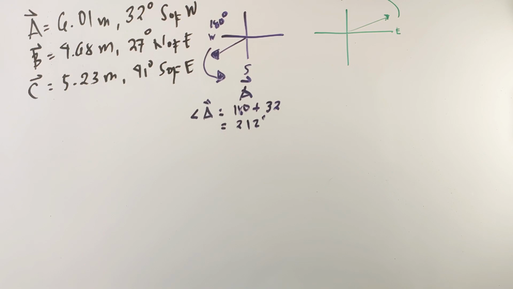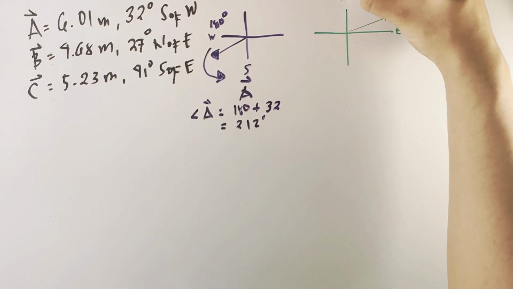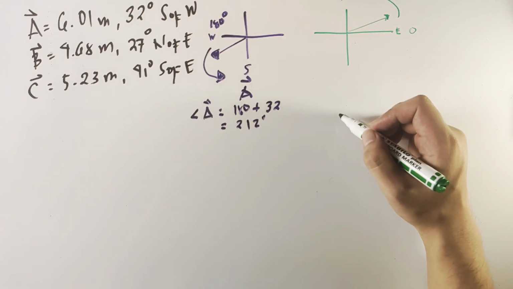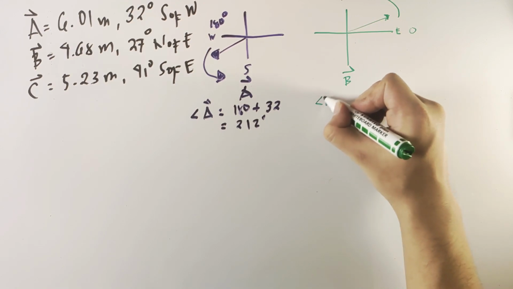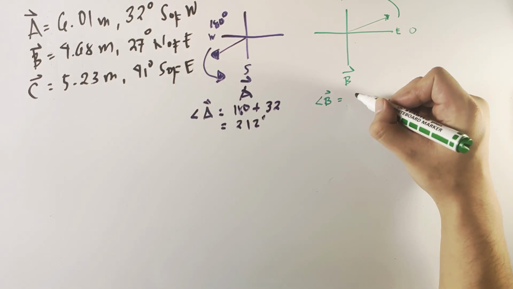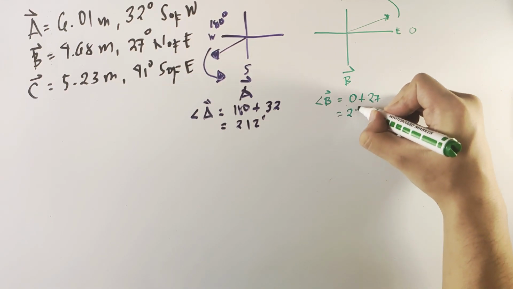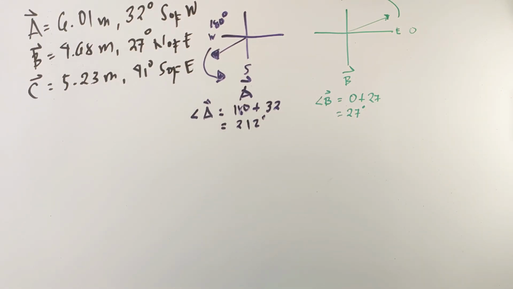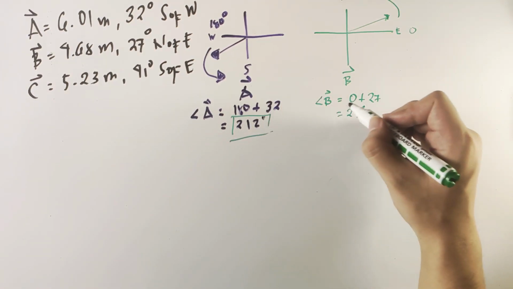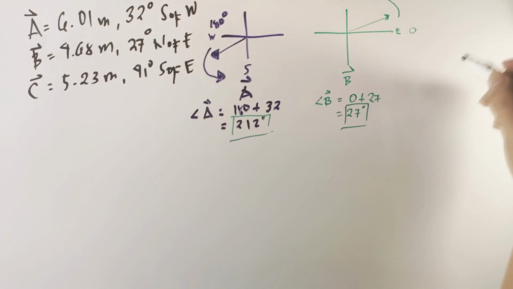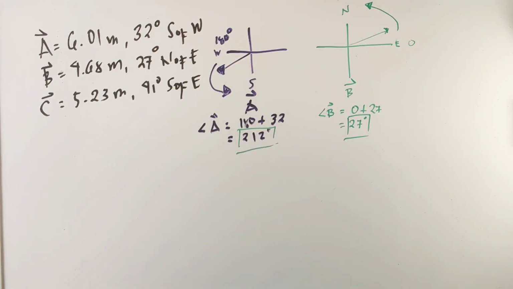Again this is 0, going to 90, so that means an increase. So this is our vector B. That means the angle of vector B is equal to 0 plus 27, which is 27 degrees. Then this will be our new angle. Always remember that. So for the third one, this is just 90.